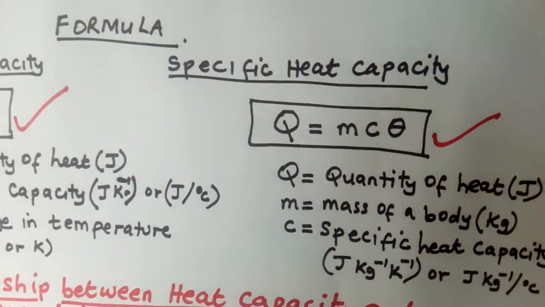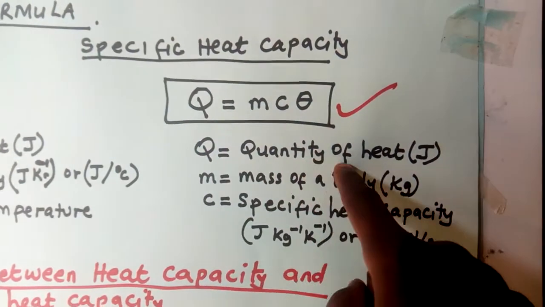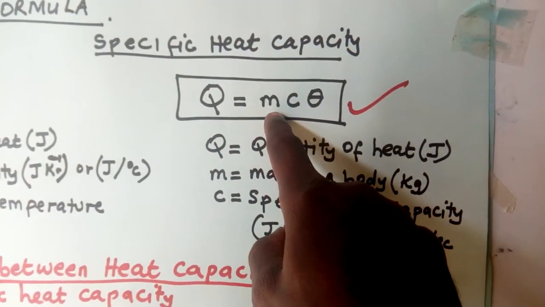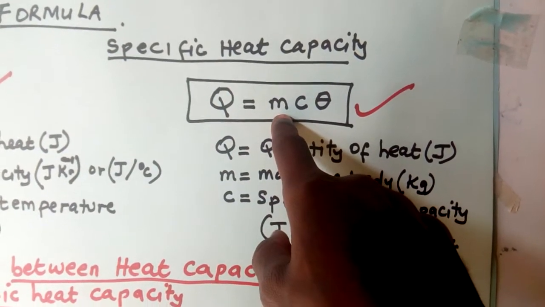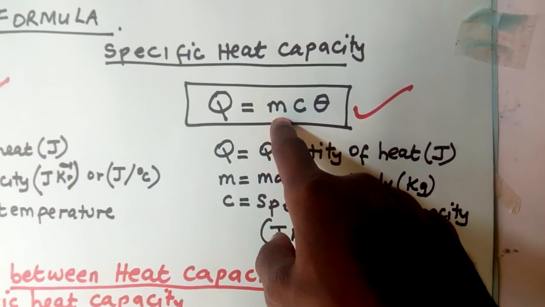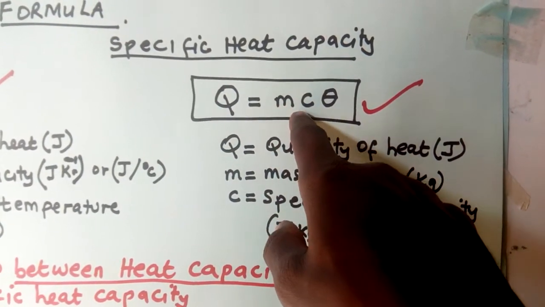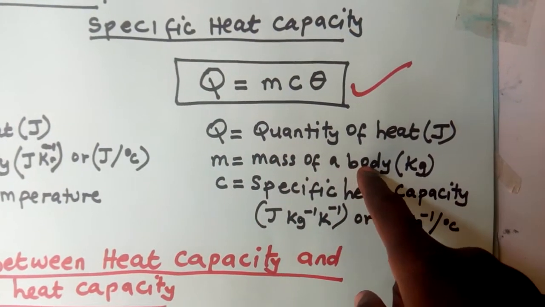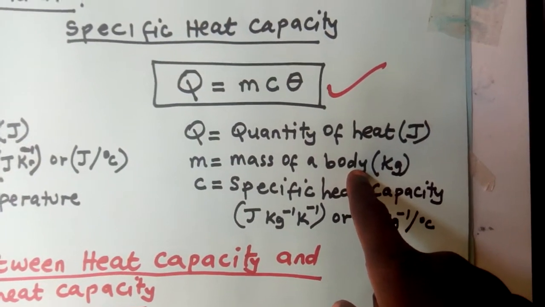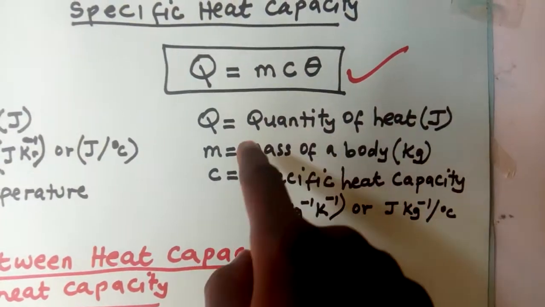Then on the side of specific capacity, the formula is Q, which is still the quantity of heat in joules, is equal to M. Remember when we were defining specific capacity, we said 1 kilogram mass. So even in the formula for calculating specific capacity, there should be mass. MC theta. Now M, as we have already said, means the mass of a body. The SI unit of mass is always what? Kilograms.